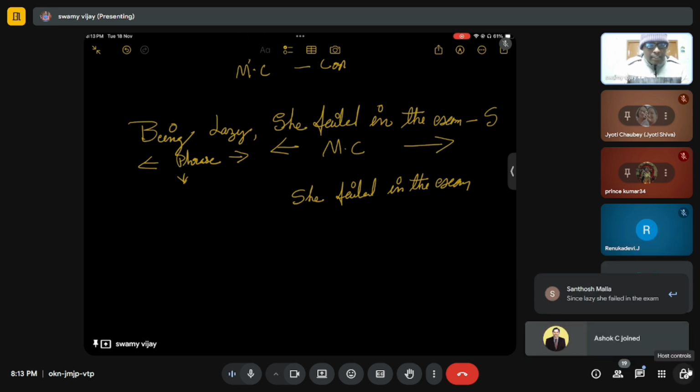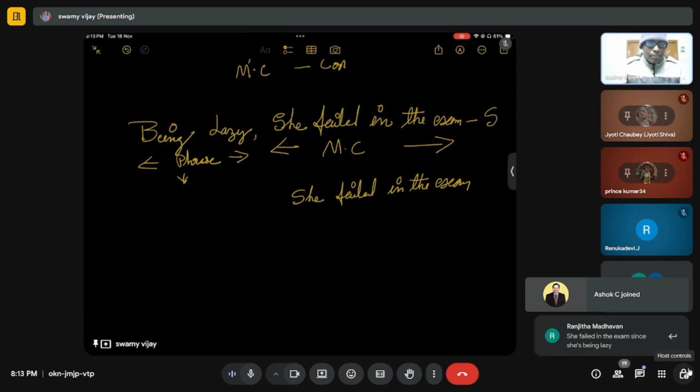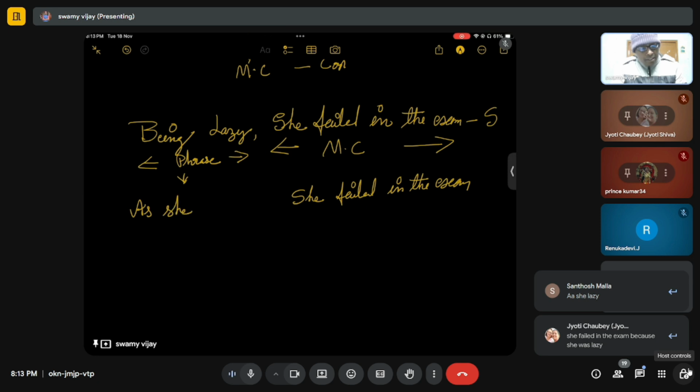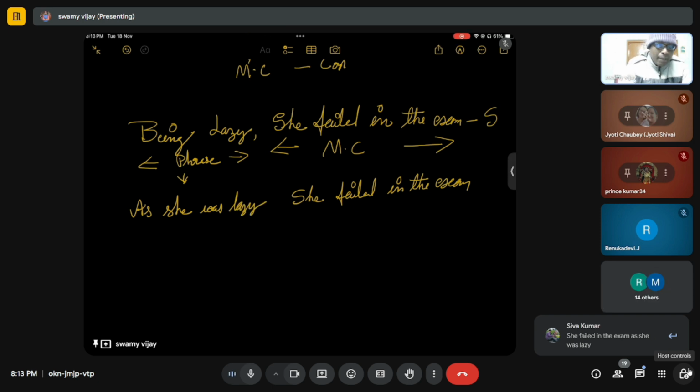Another, since lazy, she failed in exam. Since may not be correct. She failed in exam since she being lazy. Is since a coordinating conjunction or a subordinating conjunction? As is correct, Santosh. As she was lazy, she failed in the exam. She failed in the exam as she was lazy. Correct. So, as she was lazy, she failed in the exam.